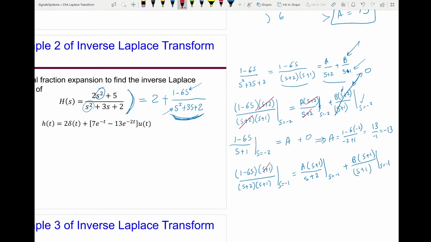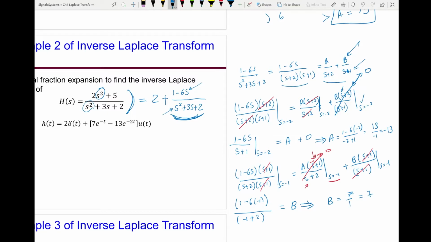Now this will cancel here, this will cancel here. Here s plus 1 cannot cancel anything in the denominator, and when you set s equal to minus 1, this will be minus 1 plus 1, 0. So this will go to 0. And this will be 1 minus 6 times s, which is minus 1, divided by s, which is minus 1 plus 2, equal b. And from here, b equals 7 over 1, which is 7.